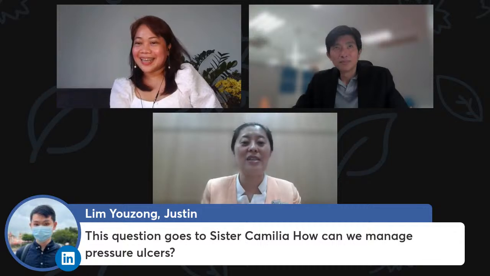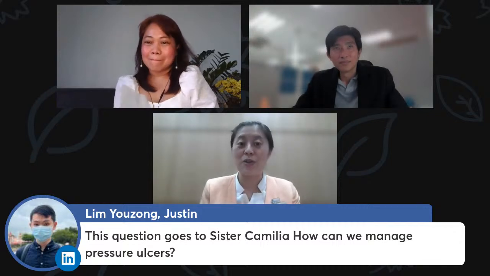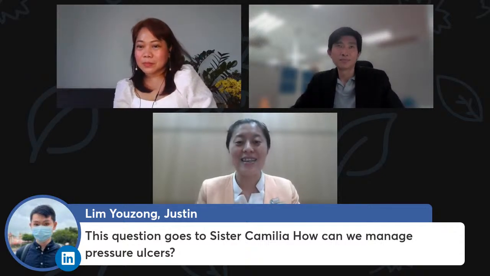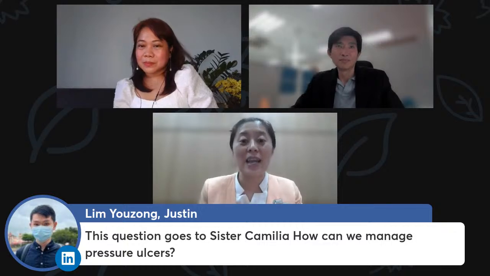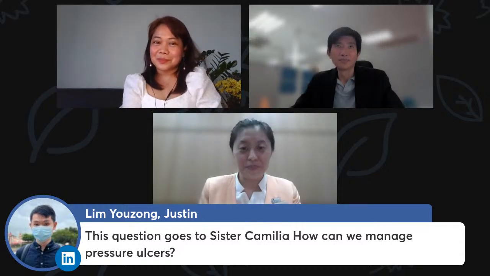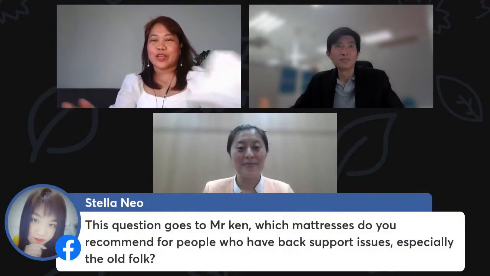Stage three or stage four definitely needs packing with some antimicrobial-containing dressing, like silver or iodine based, to help with the management. Or some patients may need negative pressure therapy, a wet dressing with a machine to suck, to promote better granulation and healing. I hope that answers your question. Sister Camilla, you're really an expert when it comes to pressure ulcer and wound management. I'm impressed.